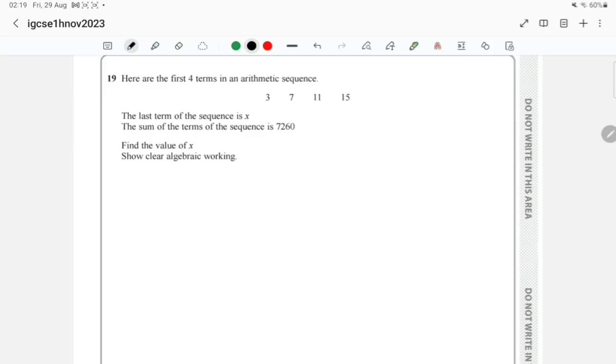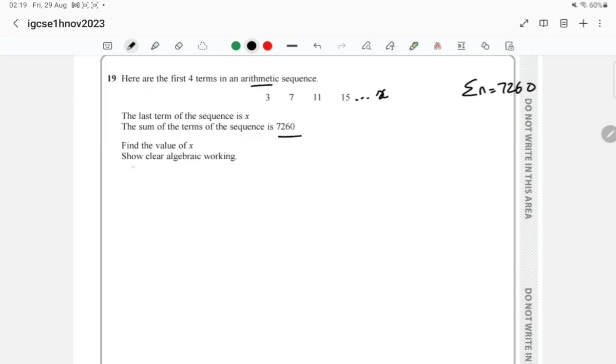Question 19. Here are the first 4 terms in an arithmetic sequence. So 3, 7, 11, 15. This is an AP. Now the last term of the sequence is x, right? The sum of the terms of the sequence is 7260. Okay, so sum of all the terms is 7260. Find the value of x. So find the last term.